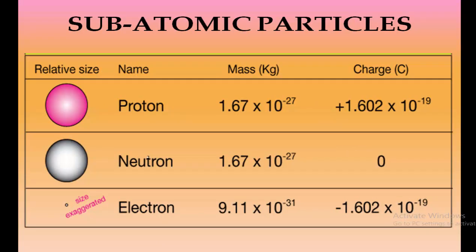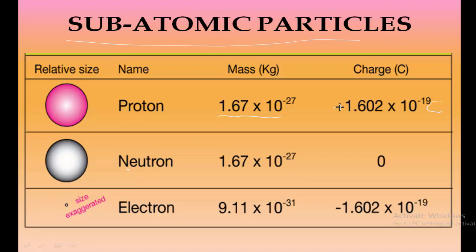These proton, neutron and electron are said to be subatomic particles. The proton has a mass of 1.67 × 10^-27 kg, and the charge on the proton is 1.602 × 10^-19 coulomb. Which means the proton is positively charged. This plus sign indicates it is positively charged.